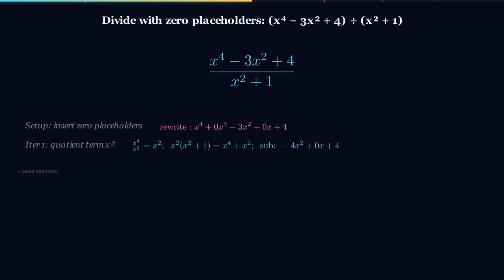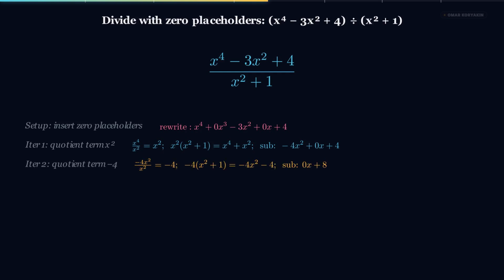Step 2. First iteration. Divide leading x to the 4th by x squared, which equals x squared. This is the first term of the quotient. Multiply the divisor by x squared: x squared times the quantity x squared plus 1 equals x to the fourth plus x squared. Subtract from the dividend: x to the fourth plus 0x cubed minus 3x squared minus the quantity x to the fourth plus 0x cubed plus x squared equals 0 plus 0x cubed minus 4x squared. Bring down 0x; the current dividend becomes negative 4x squared plus 0x.